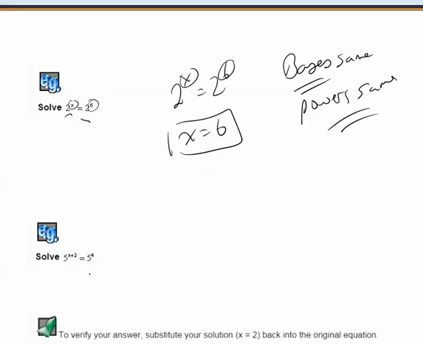Okay, so in this one, if the bases are the same, then the powers have to be the same. So we have x plus 2 must equal 4, because that's the only difference. It's 5 to the something. This must be the same as that. And then we have to solve it.